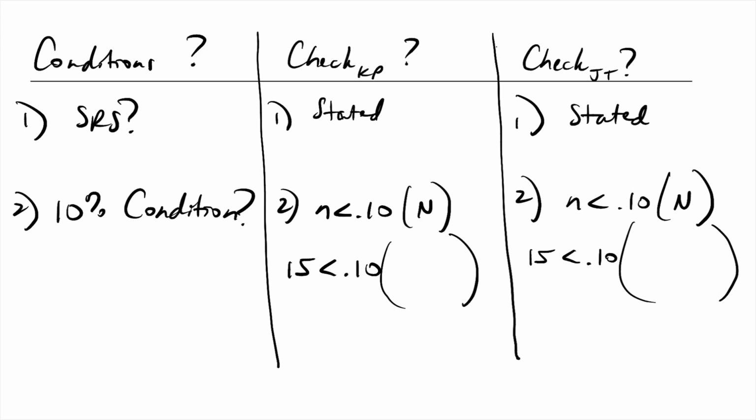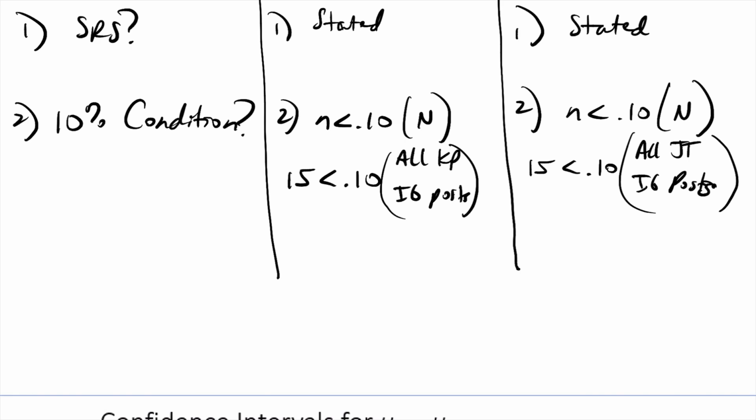Okay, so we don't have a number for big N. So what do we write in there instead? All KP IG posts. All JT IG posts. Okay. It's a number you can calculate, but since they don't give it to us, we won't calculate. Okay, last one is normality.